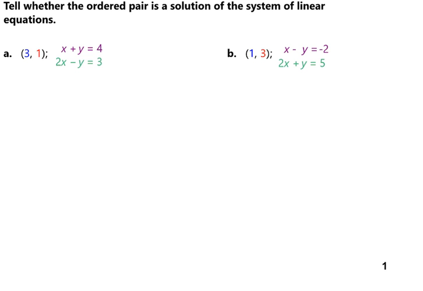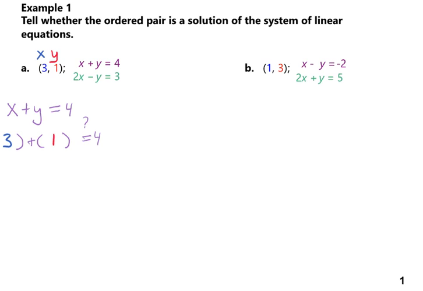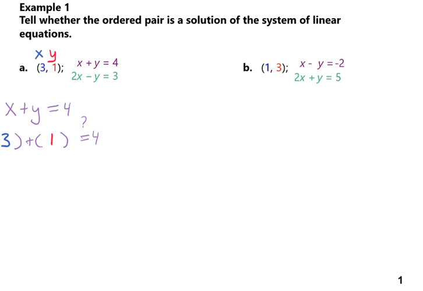So we're going to start off by labeling our points, x and y, and then we'll take those and put them back into our equations to check them. So we'll take our first equation, x plus y equals 4, and plug in our 3 and our 1. Then we'll work that out and see that 3 plus 1 equals 4. And so we can see that, yes, this works here.